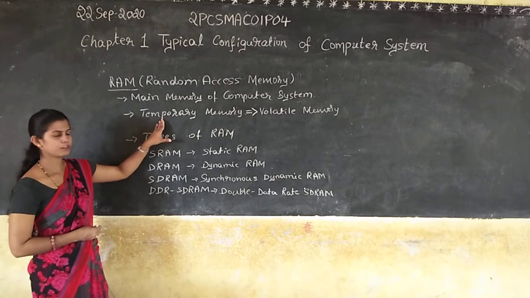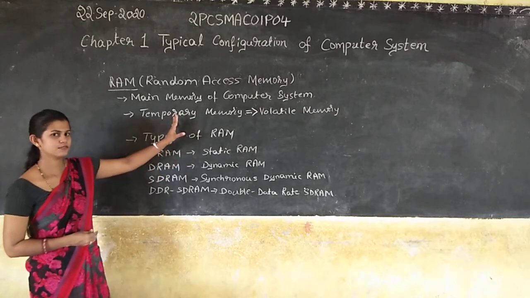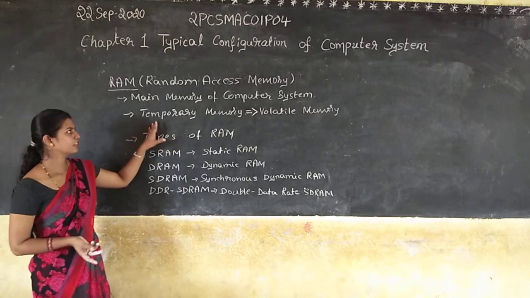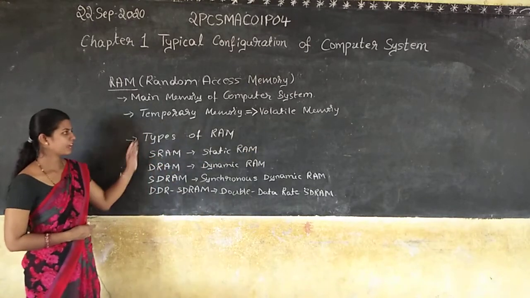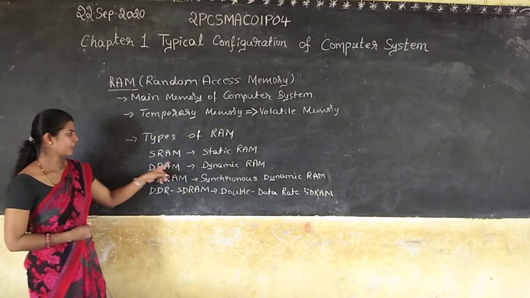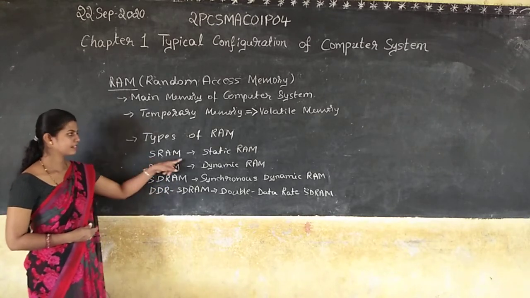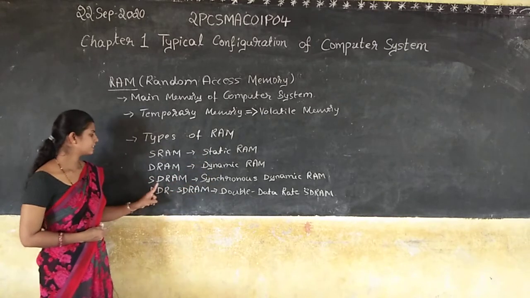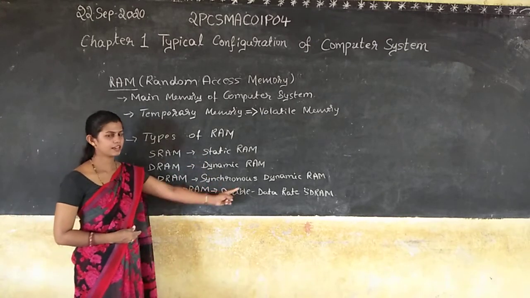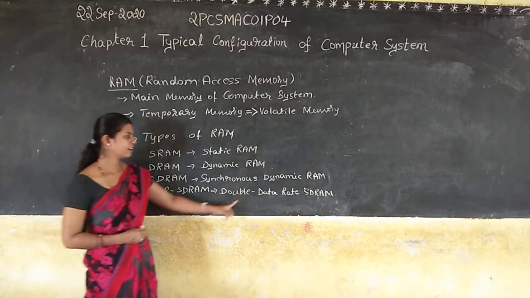When the power supply of the computer is turned off, the data and instructions will be lost. So that's why it is also called volatile memory. And the types of RAM are SRAM, DRAM, SDRAM and DDR SDRAM. SRAM means static RAM, DRAM means dynamic RAM, SDRAM means synchronous dynamic RAM and DDR SDRAM means double data rate SDRAM.